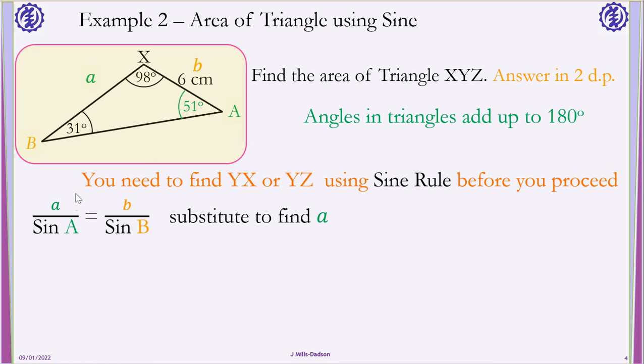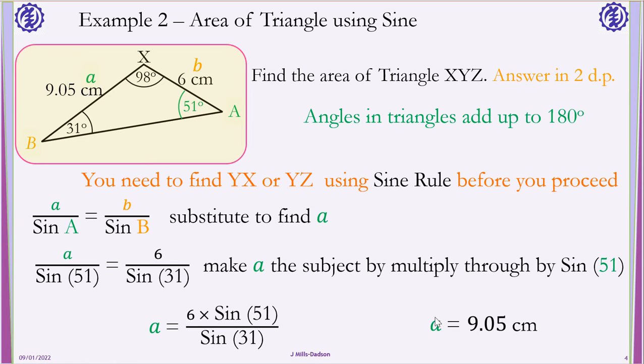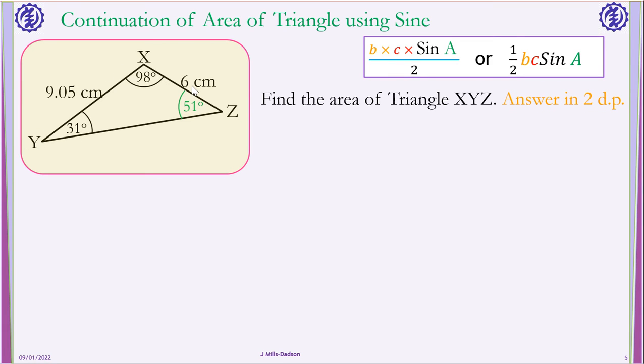So now I'm going to put in the substitution. a over sine 51 is equal to 6 over sine 31, multiplied through by sine 51. So a is 9.05 cm. Now I can use the included angle 98, and before you do that, you have to get rid of the labeling, because the labeling is going to change. So this is what you have.